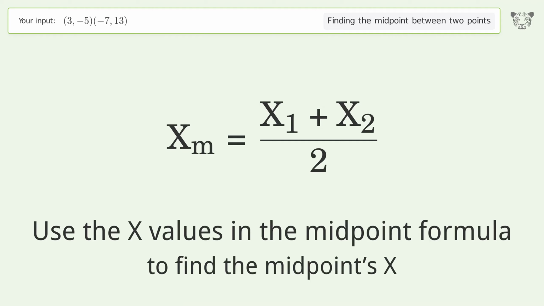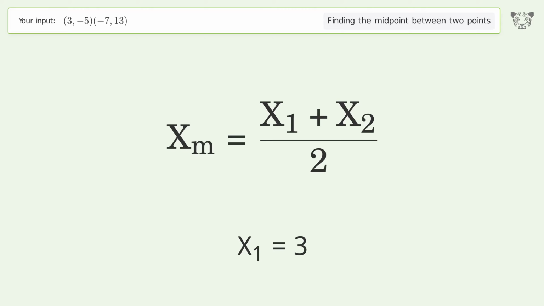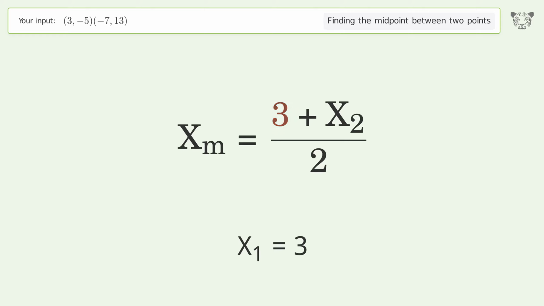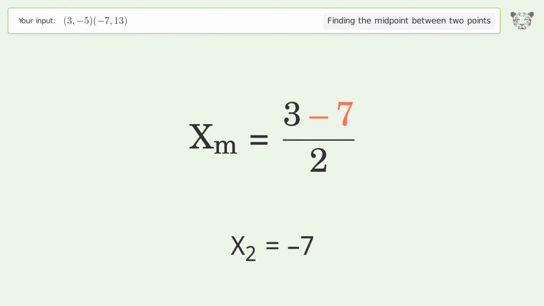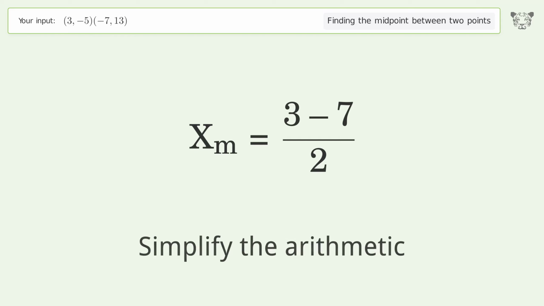Use the x values in the midpoint formula to find the midpoint's x. x1 equals 3. x2 equals -7. Simplify the arithmetic.